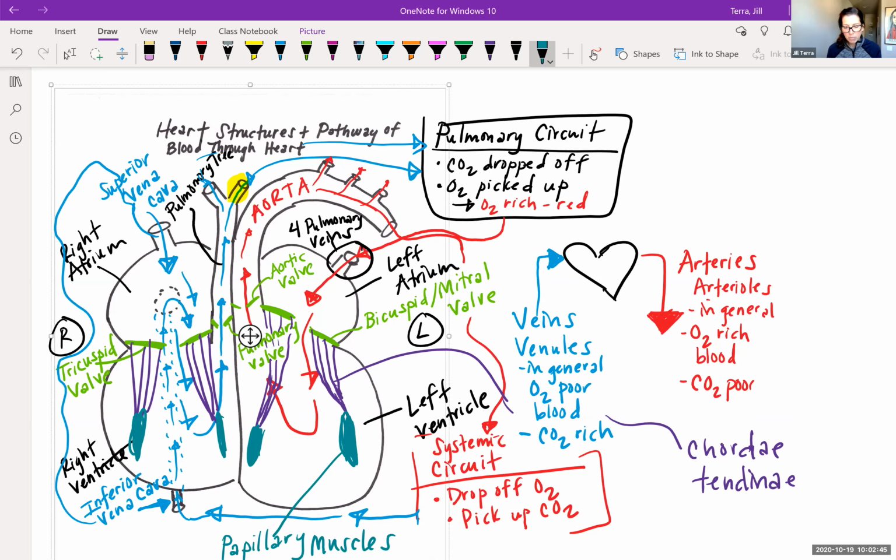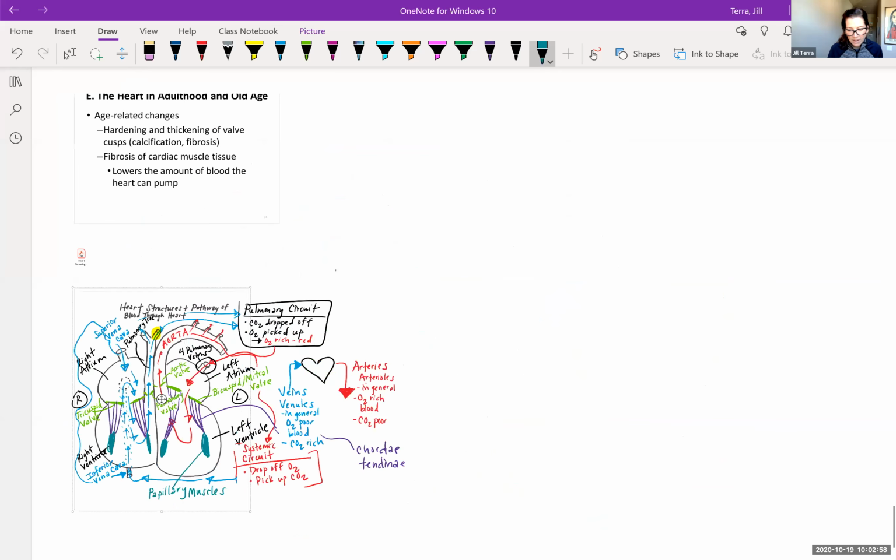So bicuspid, tricuspid valve hitting first, boom, lub. Second sound, semilunar valves, blood hitting those, boom. Okay, isn't that cool? I love it.